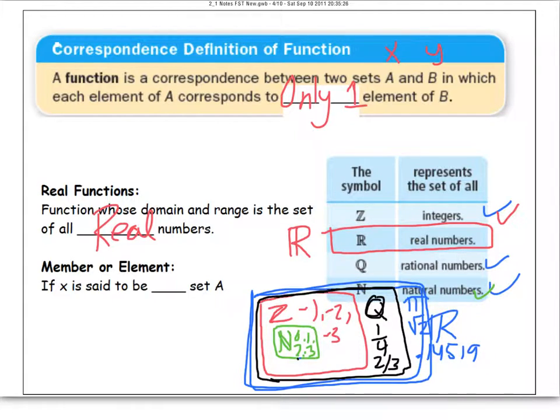Now the other notation you might see in this book is a member or an element of, and here's what it is. If X is said to be in set A, for example, they would write it like this. They would say X is an element of set A, and that can mean anything. They might say X is the number 0.2, which is in the set of real numbers because it's considered real.